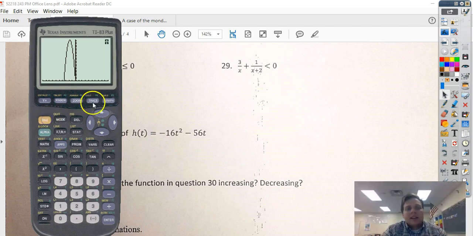Okay? So we hit second, trace. We go to 4, which is maximum. Left bound. First we gotta find our cursor. Where's my cursor? There's my cursor. Left side.